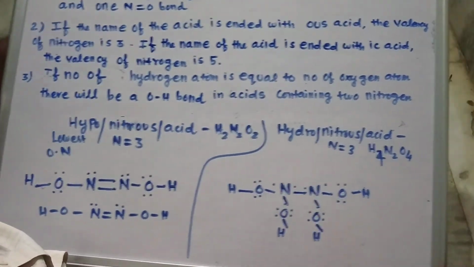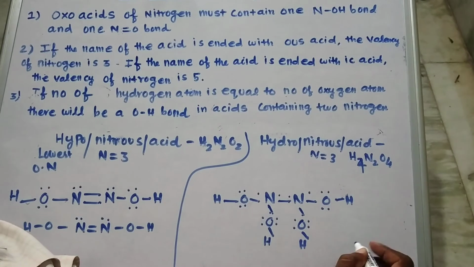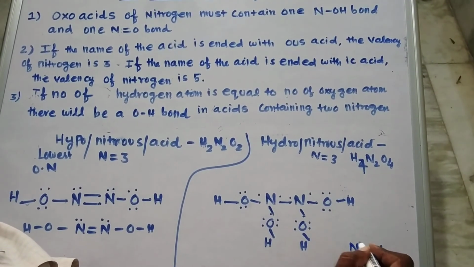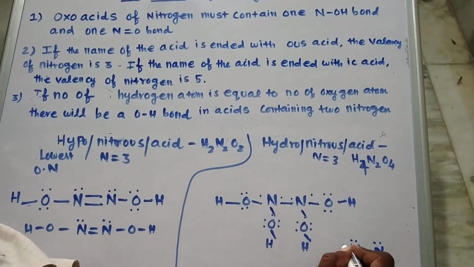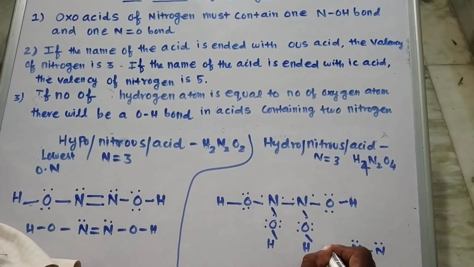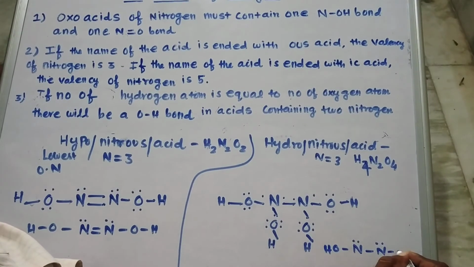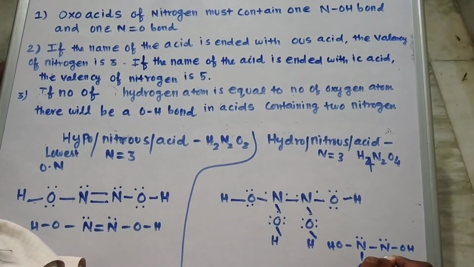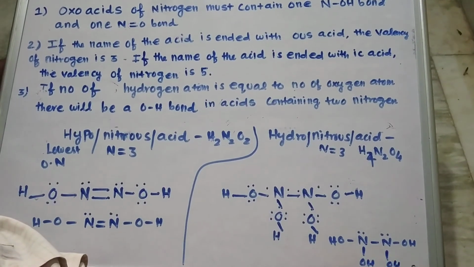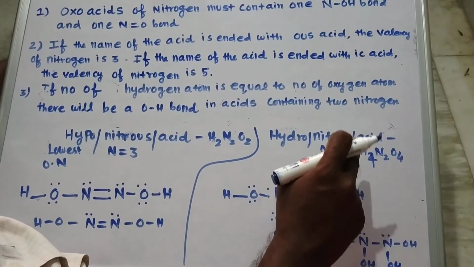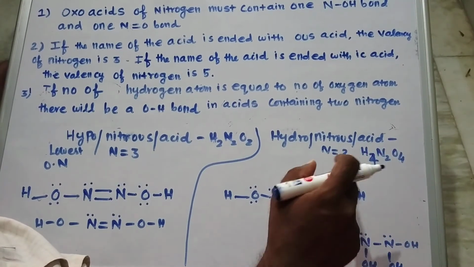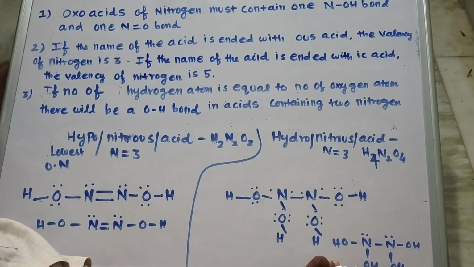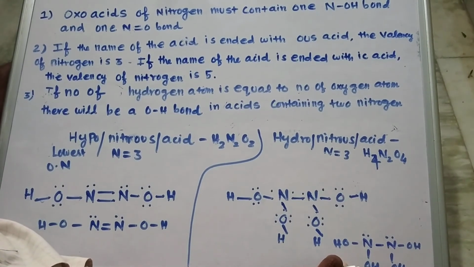As a result, the structure is N single bond N, and there is a lone pair on each nitrogen. Then there are OH groups on each nitrogen. Okay, friends, hyponitric acid has the formula H4N2O4. By using these rules, we can derive the structure like this one. Okay students, watch it, use it. Thank you.